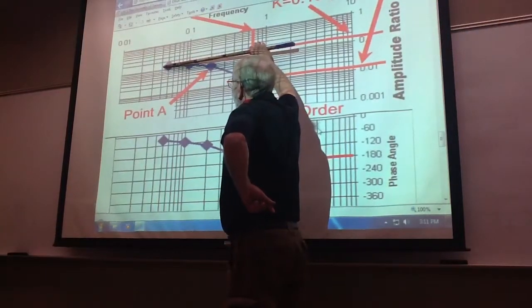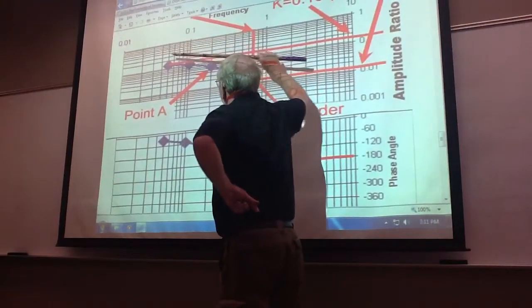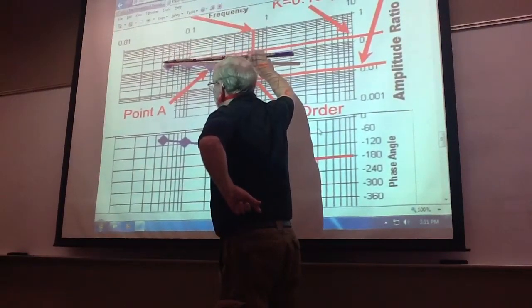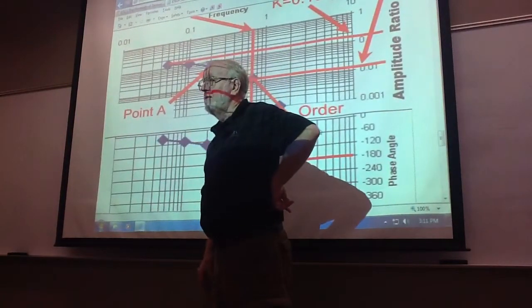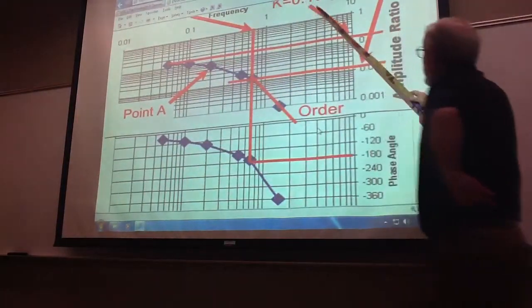Value is at low frequencies. This is frequency across here, logarithmic scale. The low frequency amplitude ratio ought to be the gain of your system. That's equal to K.